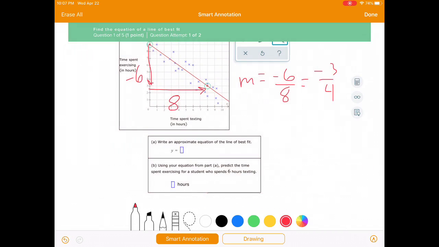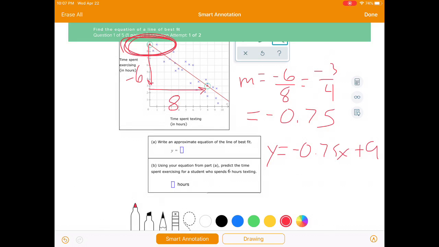Now, in this case, they're not letting us use fractions for our equation. So we're going to need to convert this into a decimal. This one's easy enough, -0.75. And as mentioned time and time again, as long as we use the y-intercept as one of our points, this equation gets super easy. So it'd just be y equals -0.75x plus 9. All right, so we've got our equation.